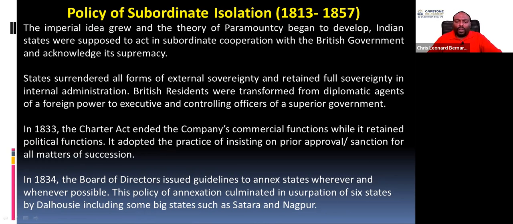They issued some guidelines to annex states wherever and whenever possible. This policy of annexation culminated in the usurping of 6 major states by Lord Dalhousie and some big states such as Satara, Jhansi. And according to that, Sambalpur and all these areas come under the British paramount power.